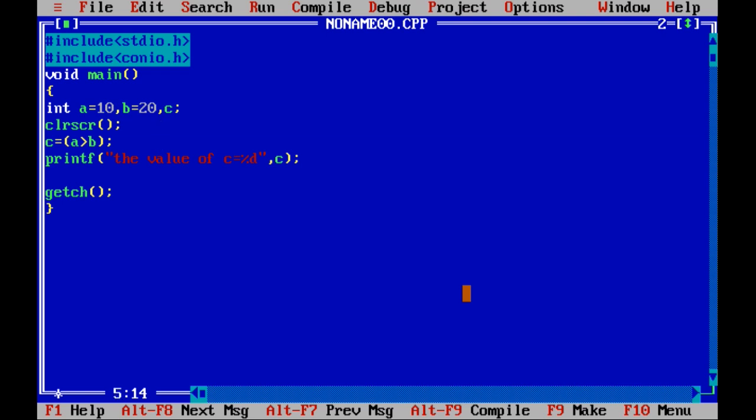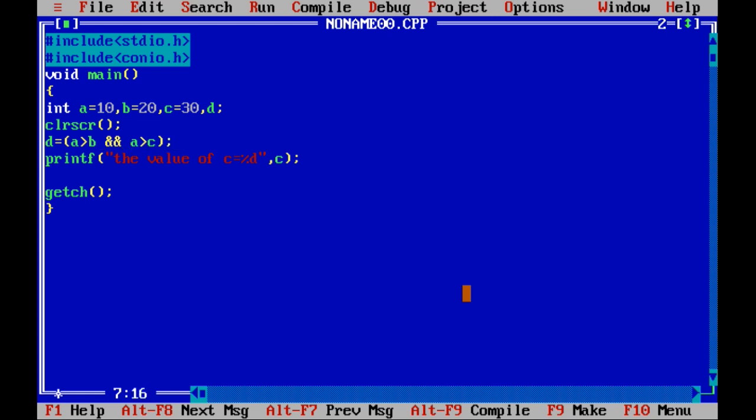For example, in order to use a logical operator, how many variables are required here? 3. Suppose I am taking A, B and C, and next D. Why am I taking the D variable? I want to store the result. So here I will write D is equal to, I am comparing A with B as well as A with C. Otherwise no need to take this, just close this and put only this one. Now I'm comparing A with B and A with C.